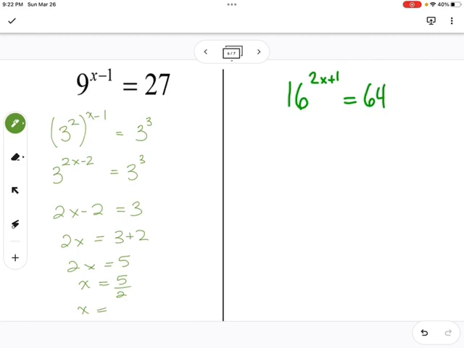And if we want to make that a decimal, we get x equals 2.5. Okay, you can always go back and double check your work. So we could put 9 to the exponent 2.5 minus 1. So 9 to the exponent 1.5. And make sure that our answer is 27.